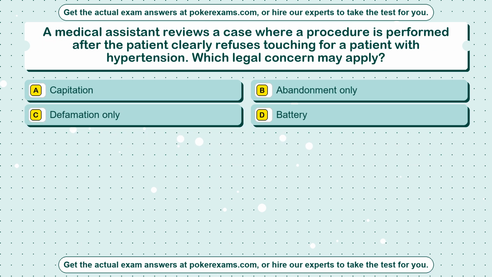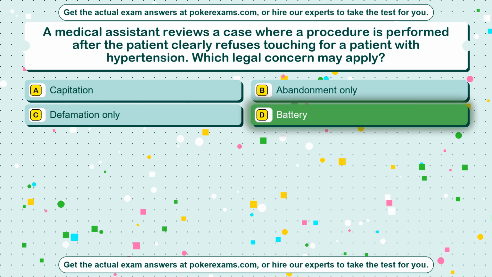Question 75. A medical assistant reviews a case where a procedure is performed after the patient clearly refuses touching for a patient with hypertension. Which legal concern may apply? Option A, capitation. Option B, abandonment only. Option C, defamation only. Option D, battery. The correct answer is option D, battery.